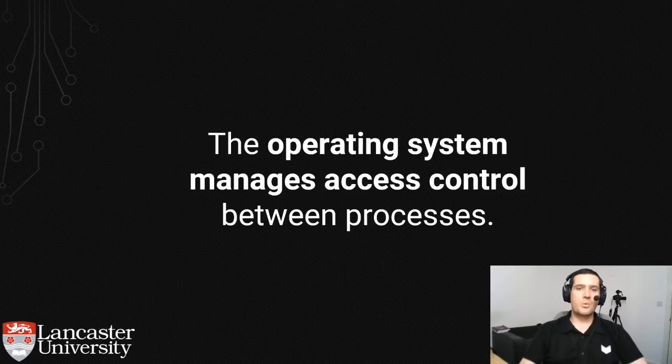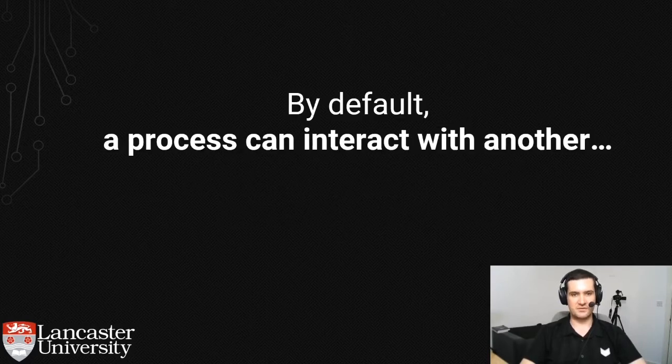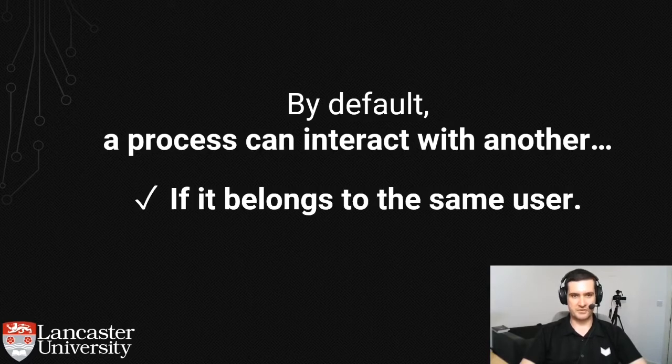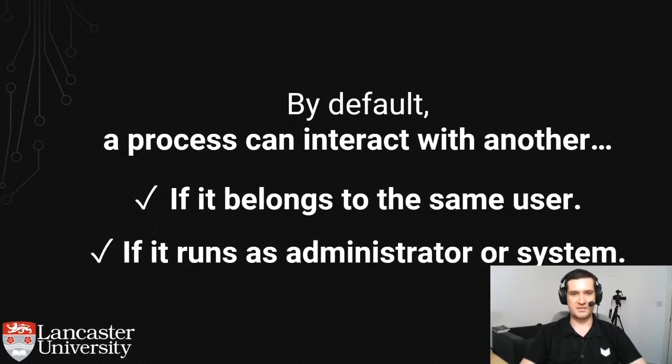One of the many roles of an operating system is to manage access control of the various resources such as files, registry keys, or processes. During this presentation, we're going to focus on process access control since the vulnerability presented allows to bypass process interaction protection. By default, a process can interact with another if it belongs to the same user or if it runs as administrator or system. This traditional security architecture is adequate for most situations.